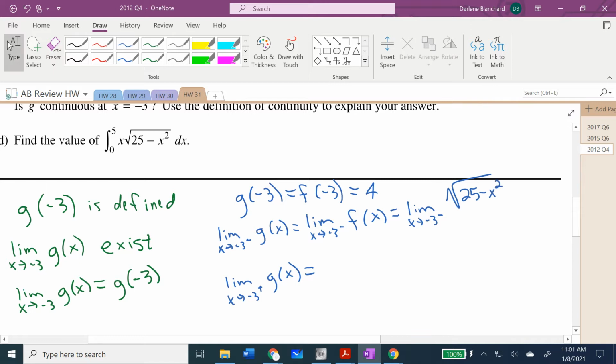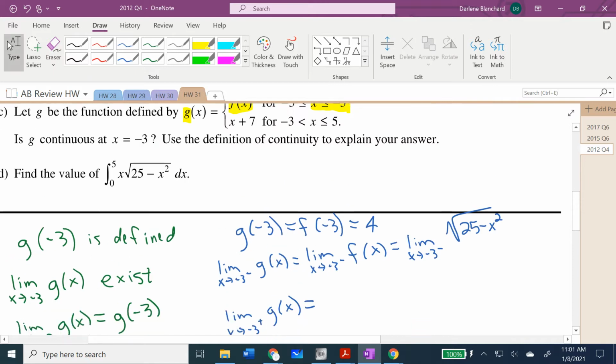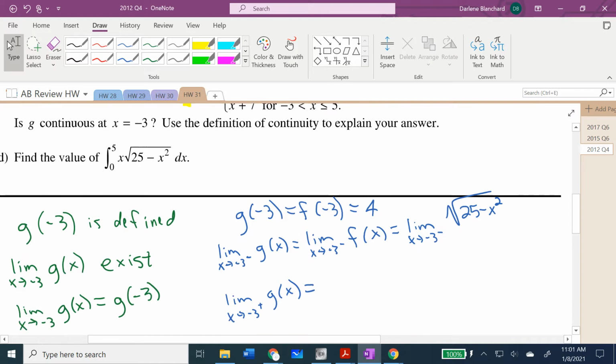I'm pretty sure that was the function I just saw. Yes. Okay. And then that is equal to, now I can plug the negative 3 in, and I get the number 4.